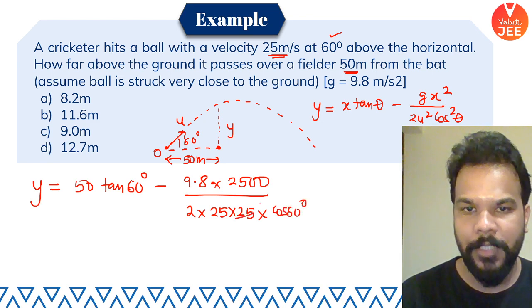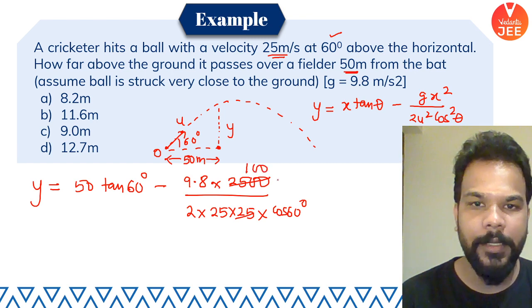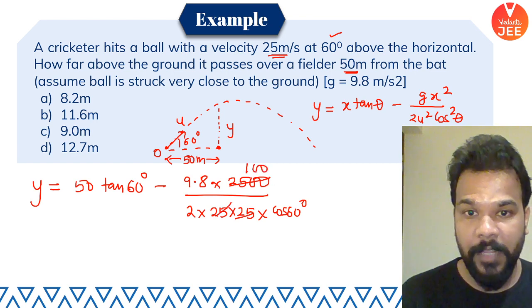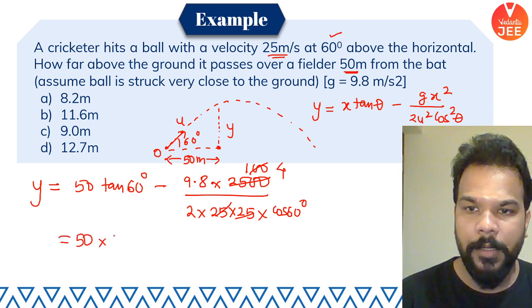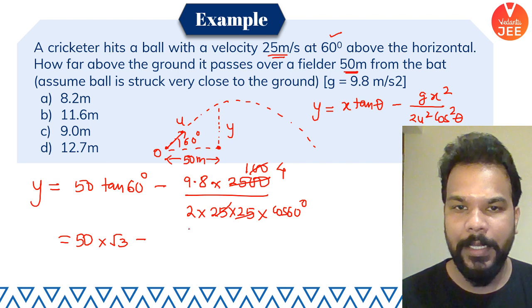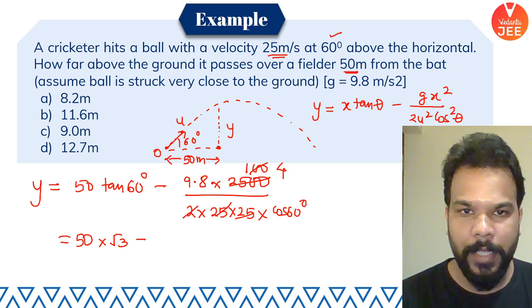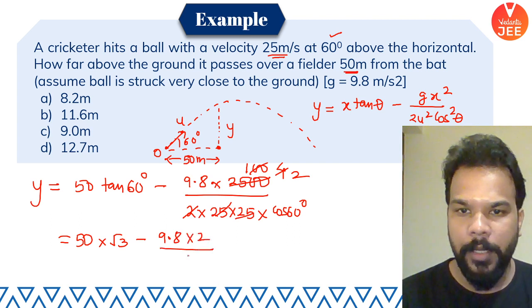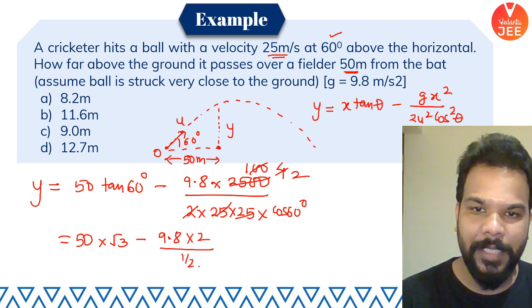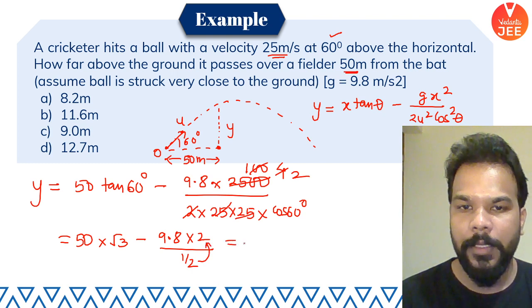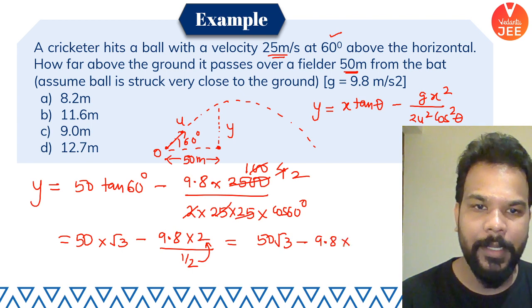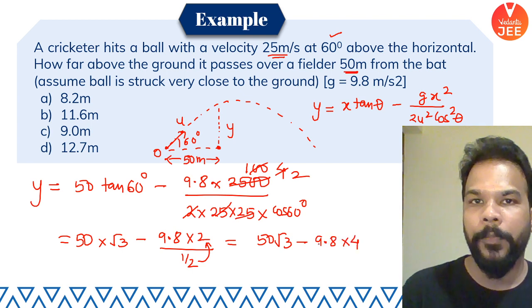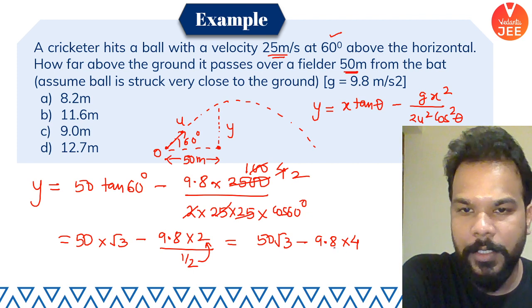Okay, so you see that this 25 cancels this 100 times, and this 25 will cancel this 100 4 times. So what do I have is 50 root 3, the value of tan 60, and I have this 2 cancelling this 4 2 times. 9.8 into 2 divided by cos 60, which is half. So this half will go up. That means I have 50 root 3 minus 9.8 into 4, means close to 4 into 10, 40 value it is going to be.